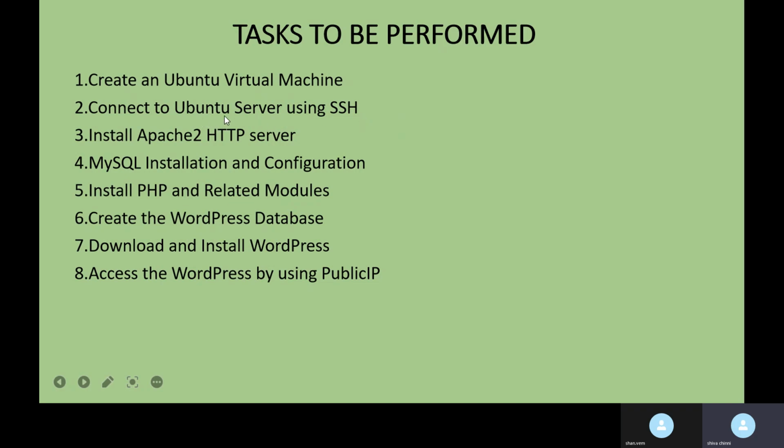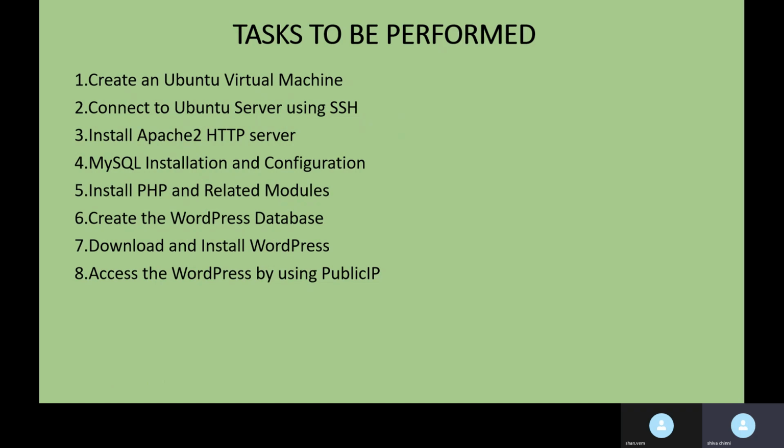Then on the Ubuntu server, we can install the Apache 2 server. After the installation is completed, we will install and configure MySQL on the Ubuntu VM machine. Then we can install PHP and related modules in order to download the WordPress website. For that we need to install some dependencies and PHP related modules. After that we will create the WordPress database inside MySQL. Then we can download and install the WordPress site on the Ubuntu virtual machine.